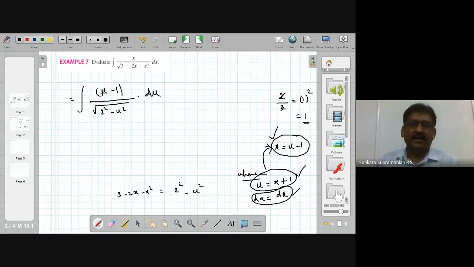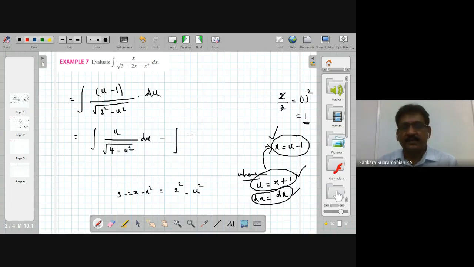இப்போ எனக்கு ஒரு ஐடியா கிடைக்குது, இது ரெண்டா ஸ்ப்ளிட் பண்ணலாம், ரெண்டு டேர்மா ஸ்ப்ளிட் பண்ணலாம் அப்படின்ற ஐடியா எனக்கு இங்கே கிடைக்குது. So this is u by root of 4 minus u square du minus integral du by, so இதுதான் எனக்கு ஃபார்முலால use ஆகும், a square minus u square.